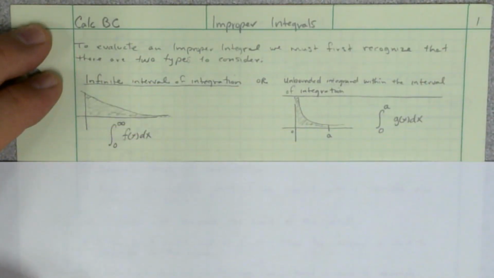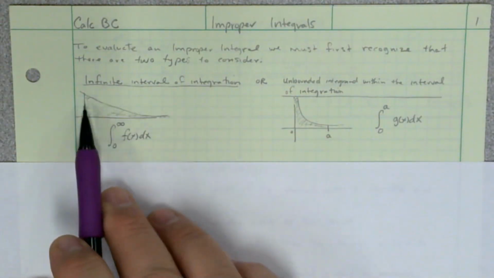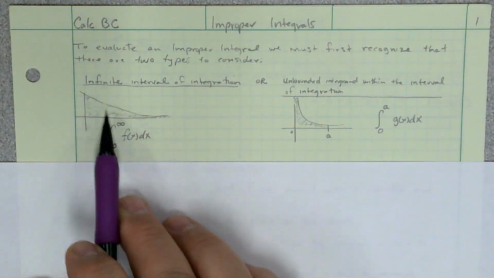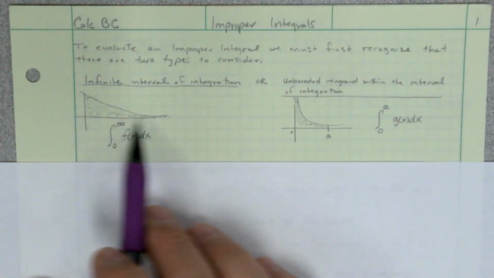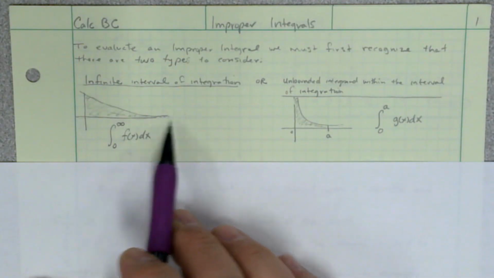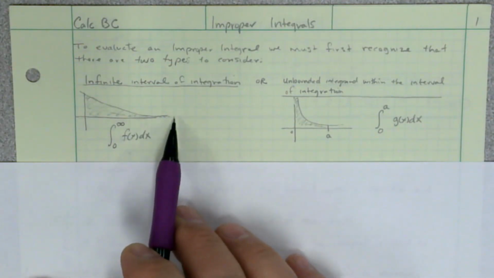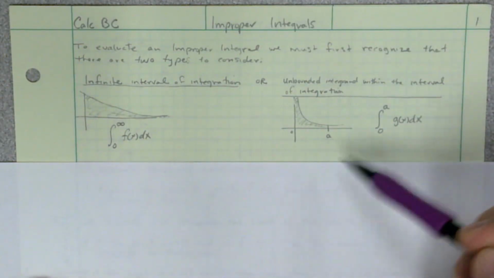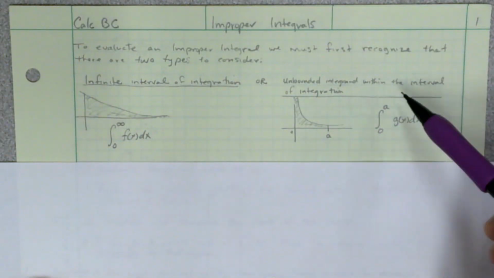Look at an integration technique called improper integrals. To evaluate an improper integral, we must first recognize that there are two types to consider. The first one is where I'm looking for the area of the curve and I have this infinite interval of integration over here. It goes on forever. It never ends out here. And then the other one is when I have an unbounded integrand within the interval of integration.